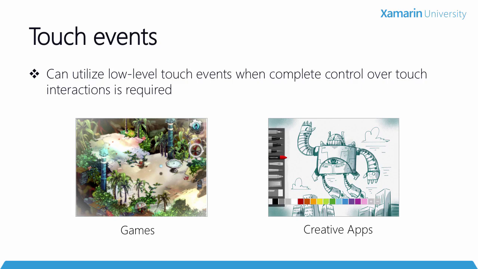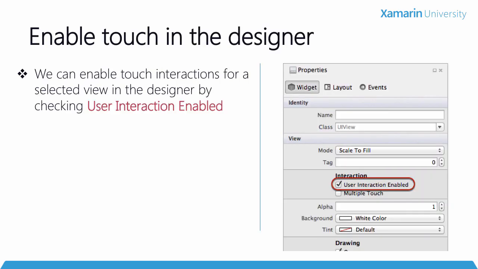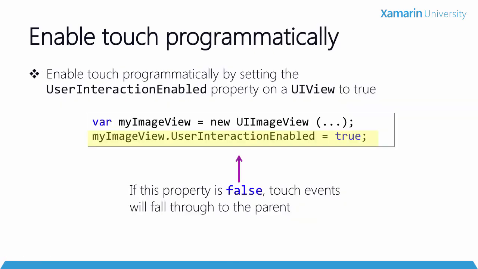And the same is often true with multimedia applications, especially those used to create or edit content, like drawing applications. In order for touch events to be raised and reported for a given UI view, user interaction must be enabled. Now controls enable this by default, as you might expect, but for other views, this can be done in the designer by selecting the view and checking user interaction enabled in the properties pane. This can also be accomplished programmatically by setting the user interaction enabled property to true.